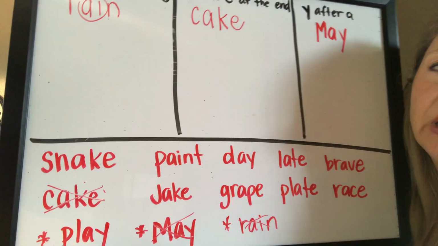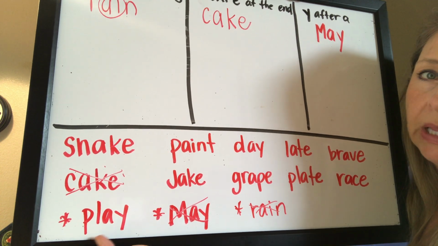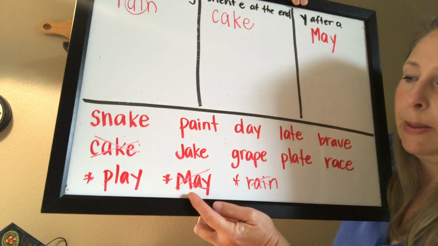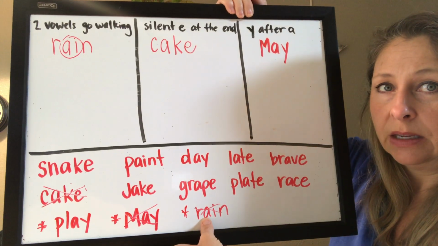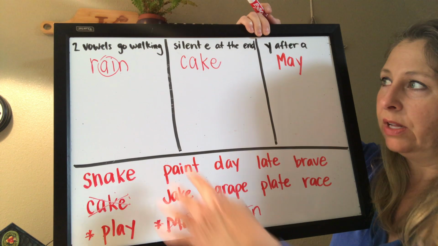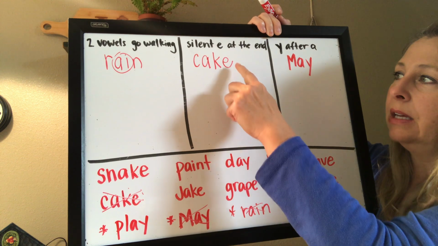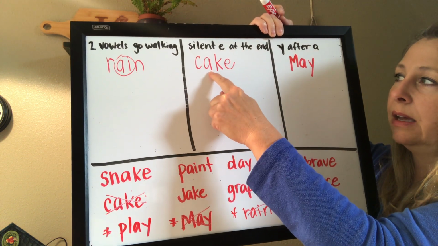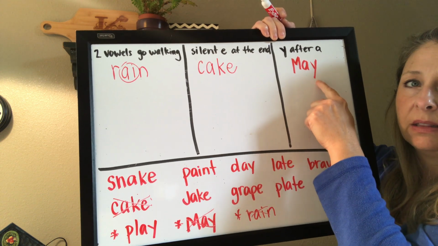This is the sight word play. This is coming soon in our sight words. This is P-L-A-Y, play. Again, there's that Y on the end. May, we already did with the Y on the end, and then this one is rain, okay? So I'm going to have you guys try to see if you can figure out which rule these words down here follow to make that long A sound. Is it two vowels going walking, the first does the talking? Is it the silent E at the end making the A say its name? Or is it a word that ends with Y with an A in front of it, saying nothing at the end, that Y, okay?